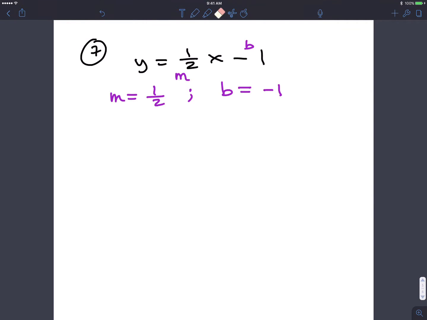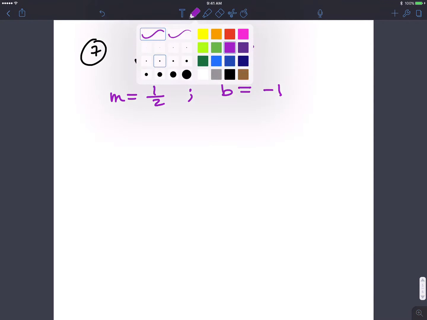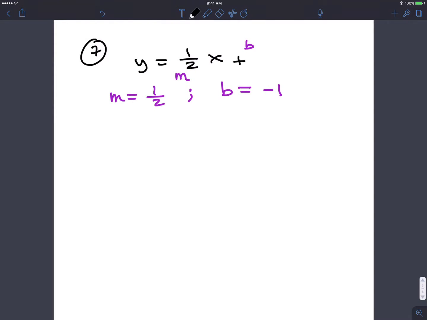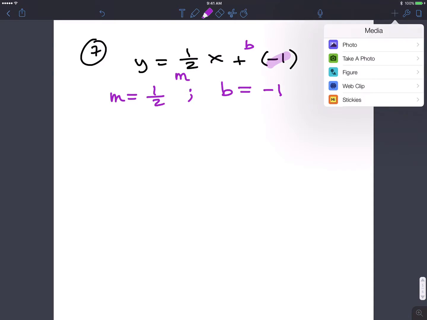And sometimes people get a little confused, and I have to remind them and say, isn't it true that I can add a -1, and that's the same as really subtracting 1, because a subtraction is addition of a negative. So it's now easier for you to see that the b value is actually -1 when they give you 1/2 x minus 1 there. So I have a y-intercept value of -1, and I have a slope of 1/2. Let's graph.